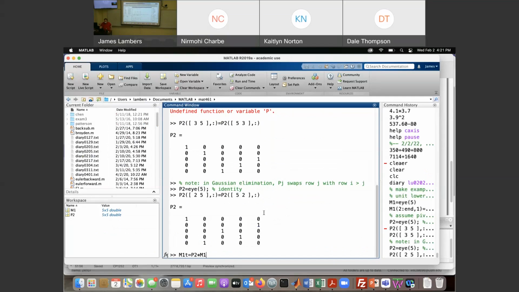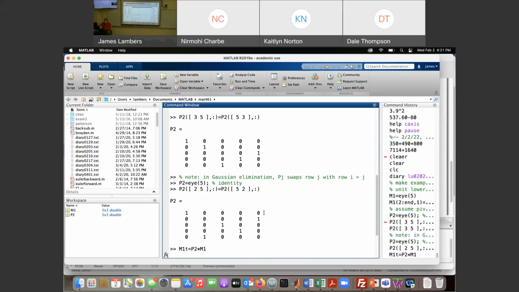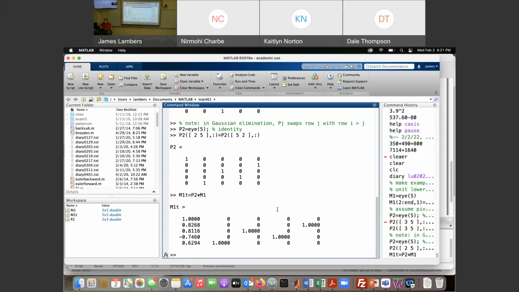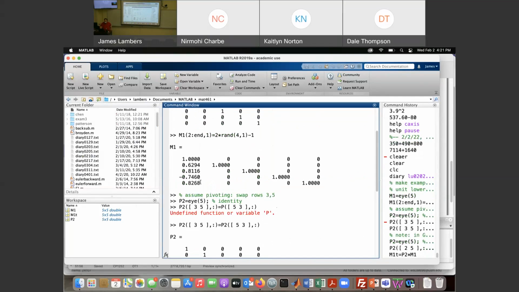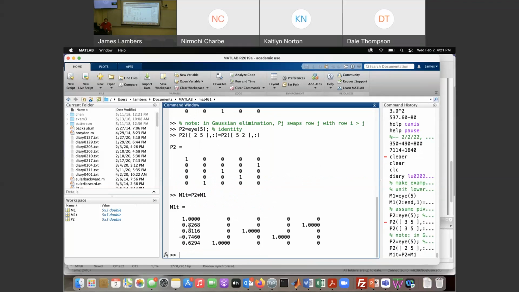So go ahead and do that. Okay, now if I look at M1, 0.6, 0.8, minus 0.7, 0.8. These two entries got swapped. Now that's what we wanted, but look what happened here. Of course, when you swap the entire row.